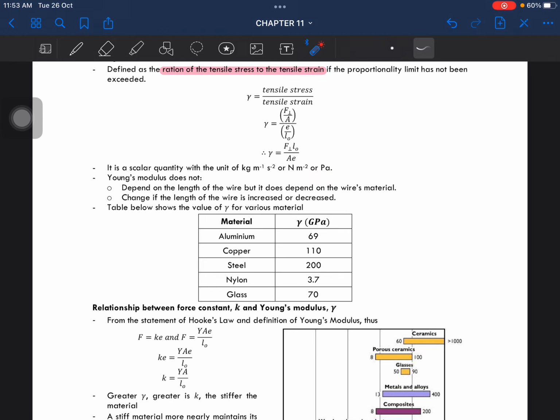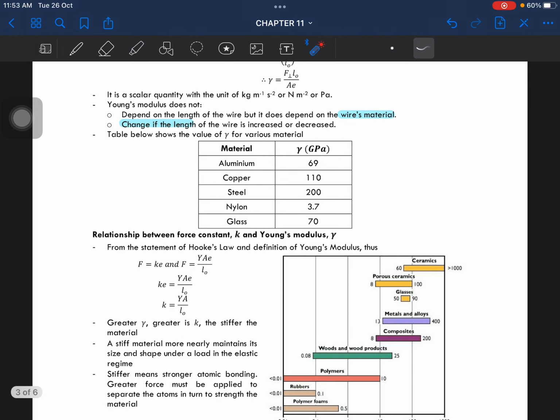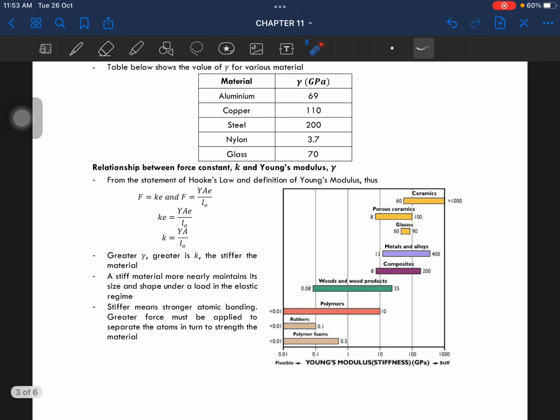Okay, so Young's modulus does not depend on the length of the wire, but it does depend on the wire's material. Okay, so Young's modulus is affected by the type of material of the wire, and it does not change if the length of the wire is increased or decreased. So Young's modulus is not affected by the change in length lah. Okay, so the table below is showing us the value of the Young's modulus for various types of material. For example, aluminium is 69, and then the rest lah.